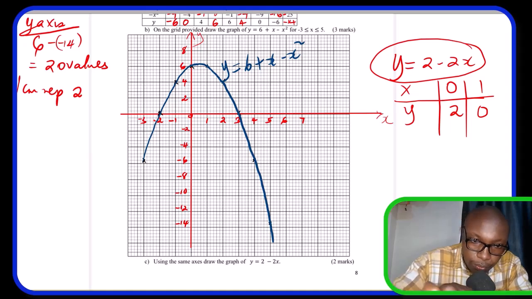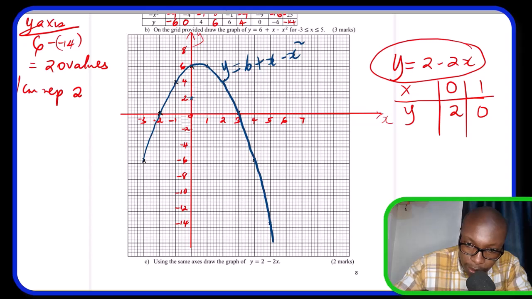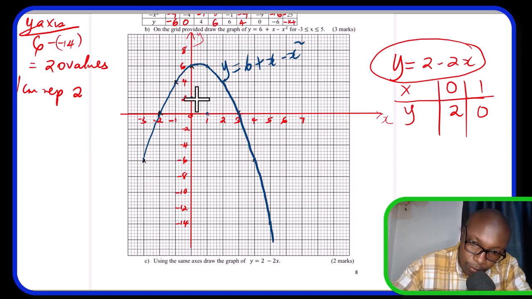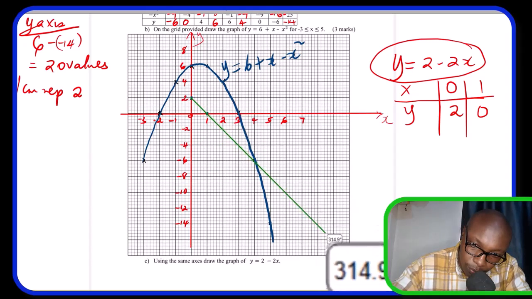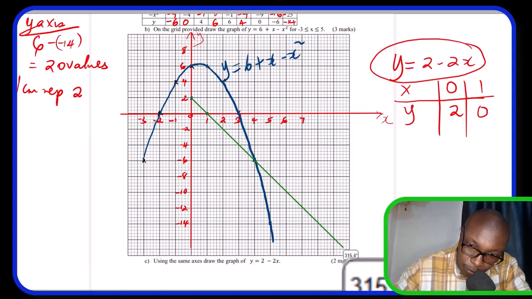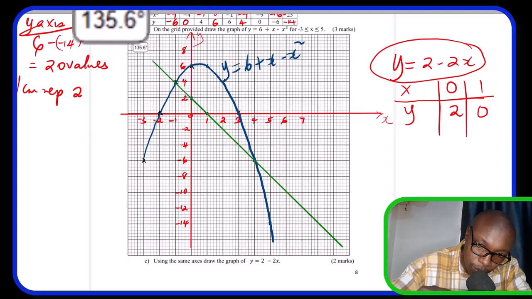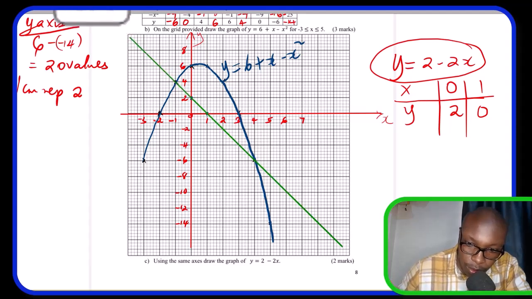So 0, 2, pass through there, and then we have 1, 0, pass through that point. So now you draw a straight line. You join these using a straight line. So that is a line. You can extend it. That is the line. So use a ruler to do this.